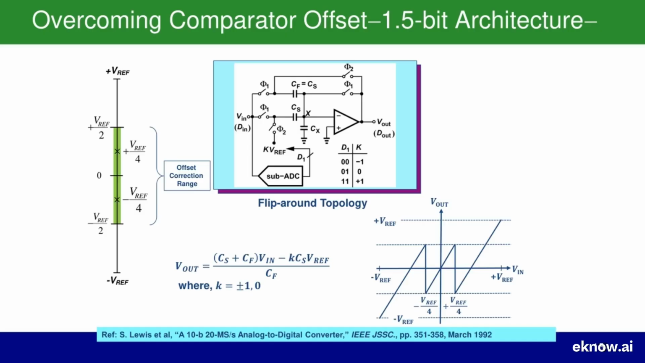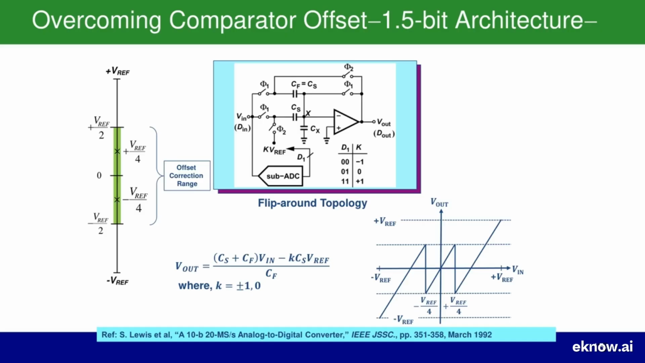Now, how does this actually work? Let's trace the operation on the Vout versus Vin graph on the bottom right. This graph shows the residue voltage, Vout, which is the amplified remainder that gets passed to the next stage in the pipeline. If our input signal, Vin, is small, somewhere between minus VREF/4 and plus VREF/4, the internal sub-ADC decides the signal is in the middle region. It outputs a digital code, in this case 01, which corresponds to a K value of 0.